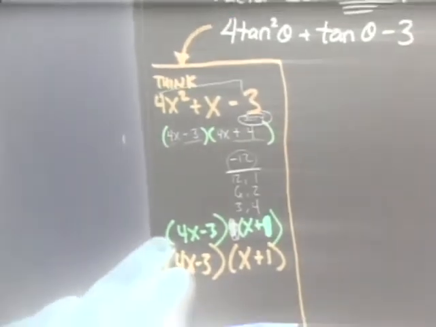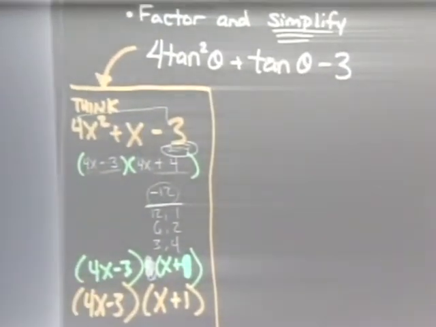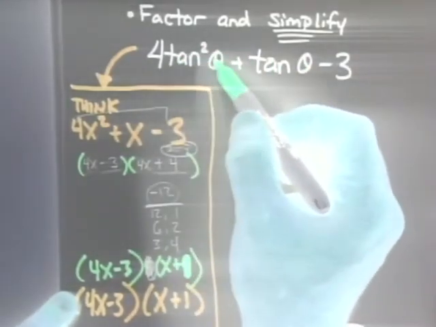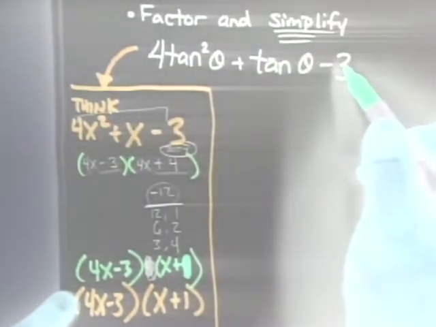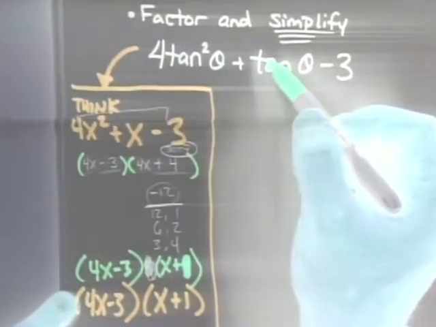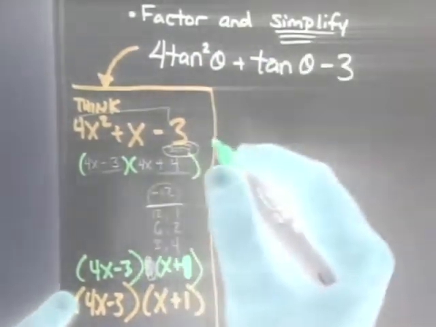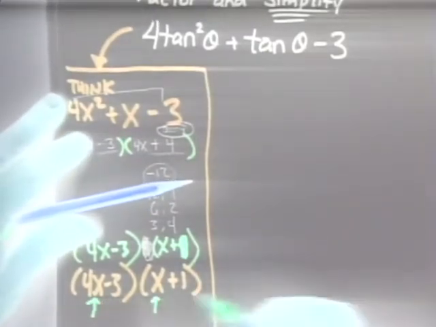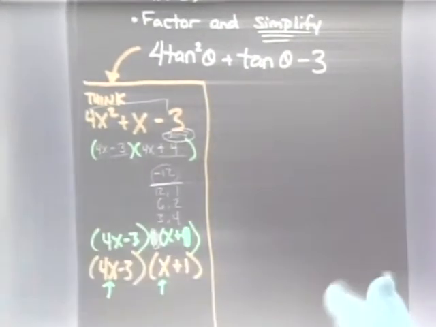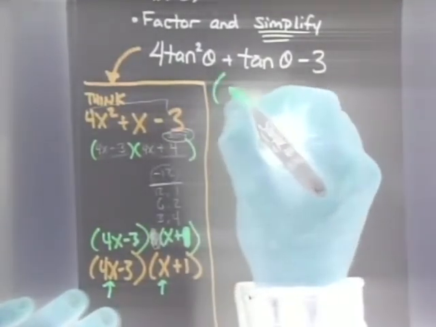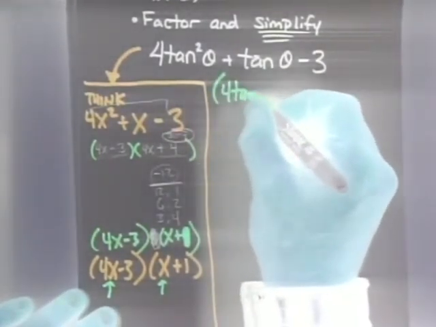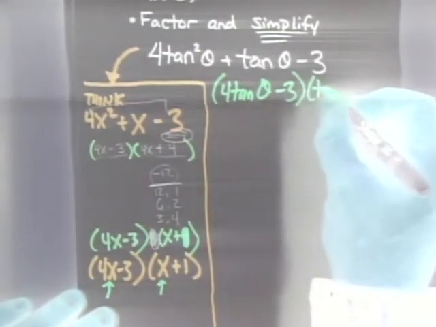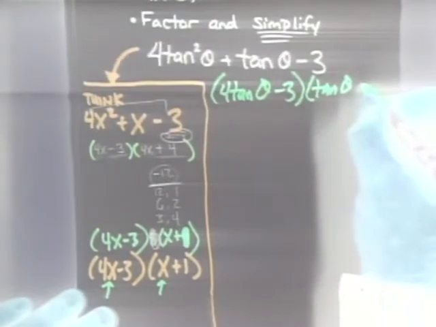Now, how does that relate to our problem? Well, we just did the same problem, but instead of 4 tangent squared theta plus tangent theta minus 3, we did it with x squared and x and a negative 3. So really, this is going to be the answer, just where you see the x's, that's where the tangents go. Not tangent squared, just the tangent. So your actual answer would be 4 tangent theta minus 3, and then you would have tangent theta plus 1.